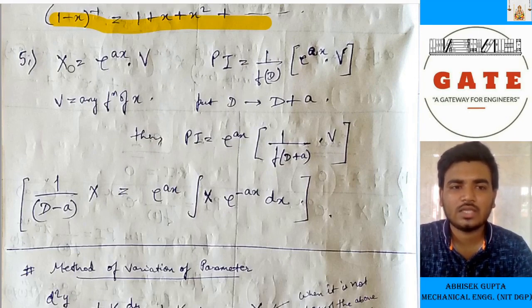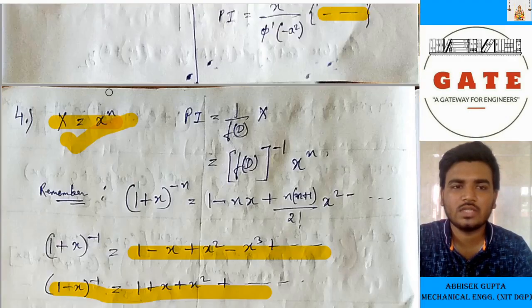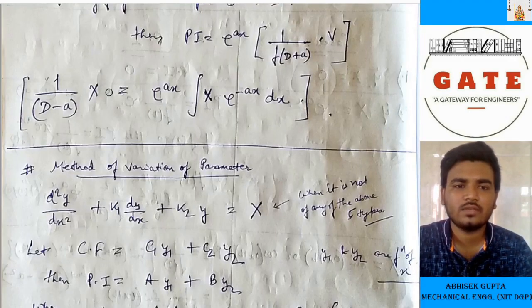And the last case is X equal to e^(ax) into any function V. So PI will be 1 by f(D) e^(ax) V. Put D equal to D + a to take out e^(ax). Then PI equals e^(ax) into 1 by f(D + a) V. Now you have to see the above cases in which case the V suits, and then solve.